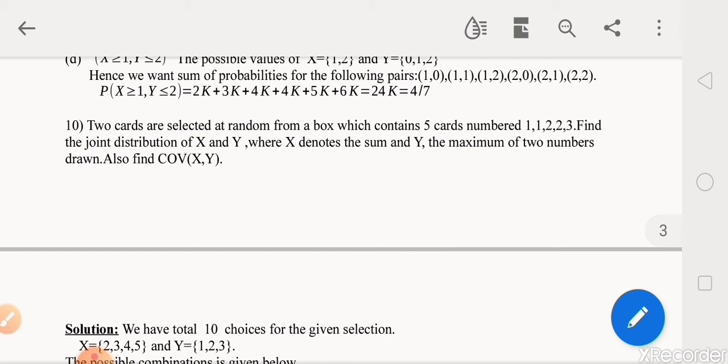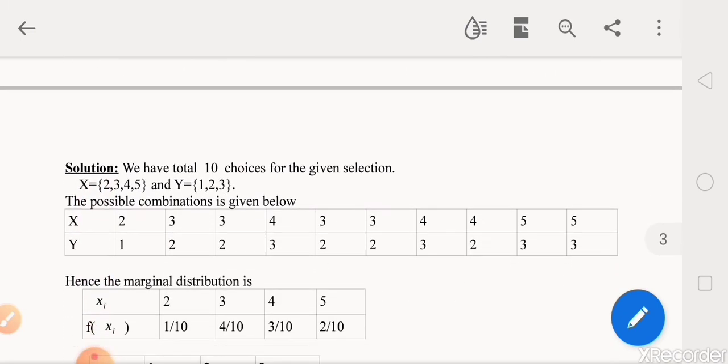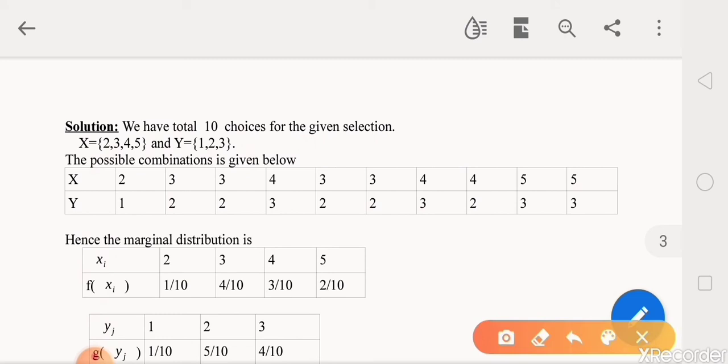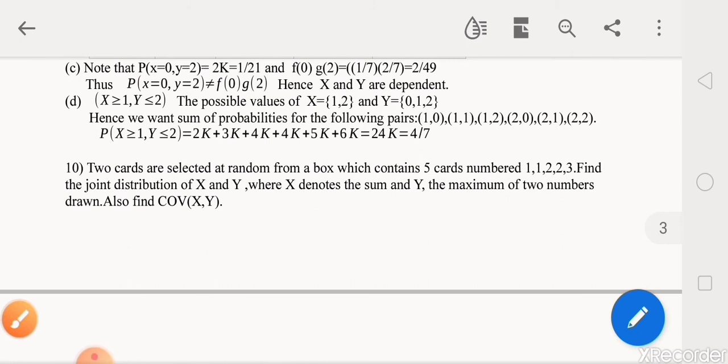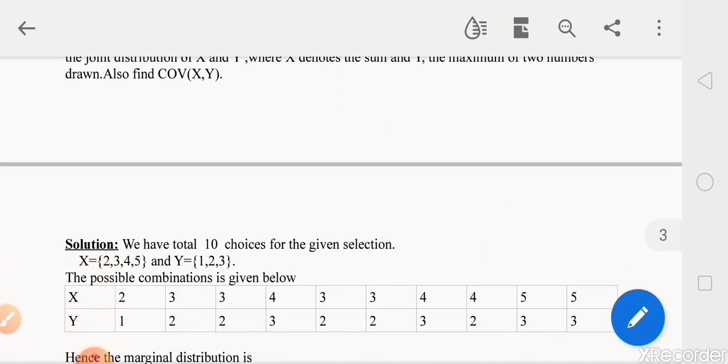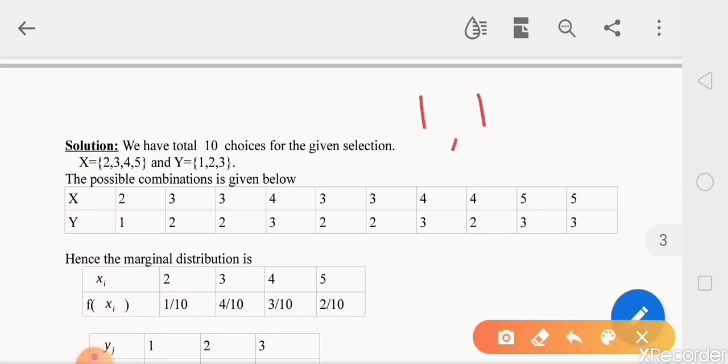So here we have to choose 2 cards from 5 cards. So total possibility is 5C2. We have 10 choices in the given selection. Now, x denotes the sum of 2 cards chosen and y denotes the maximum value of 2 cards chosen. We have 1, 1, 2, 2 and 3. These many values.